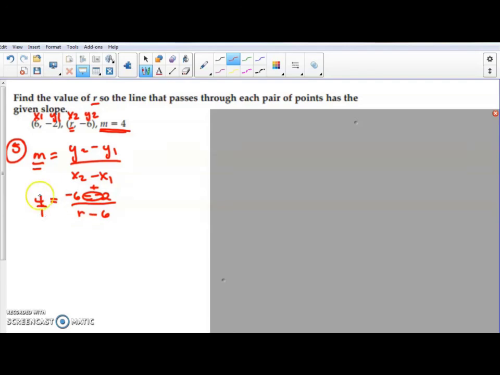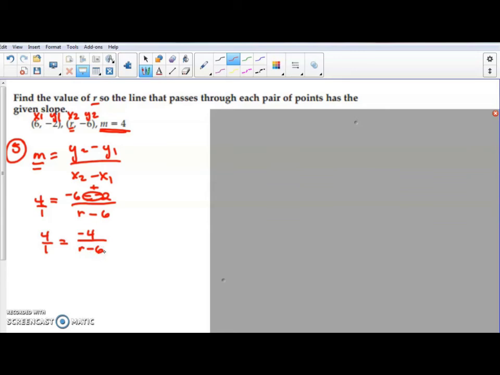And now let's reduce it. So 4 over 1 can't reduce, so it just drops down. 4 over 1 equals. Now negative 6 plus 2 will give me negative 4. And for this denominator, I have r minus 6. They are not like terms. One is an r, one is a number, our constant. They cannot be combined, so it just stays r minus 6.